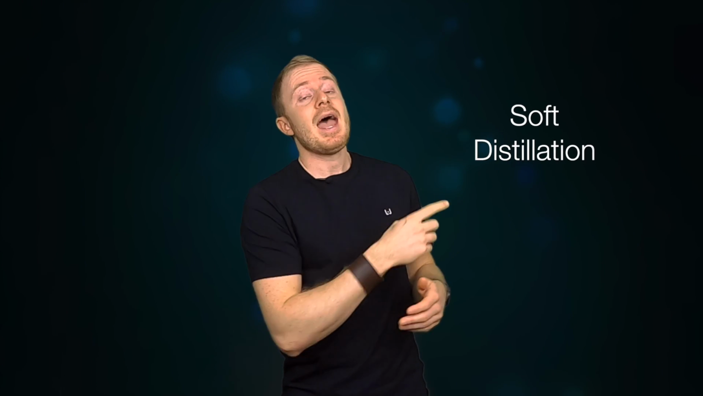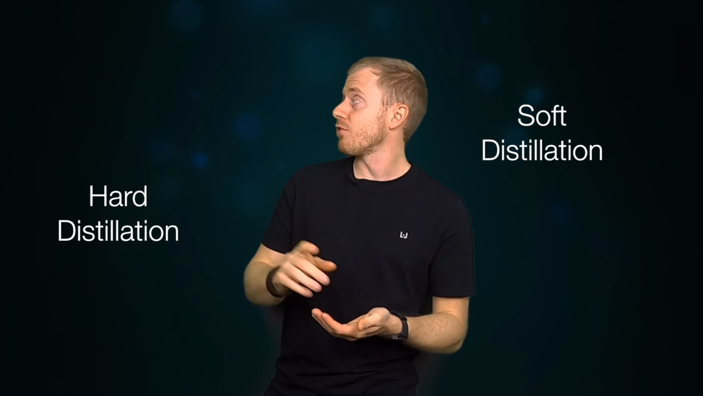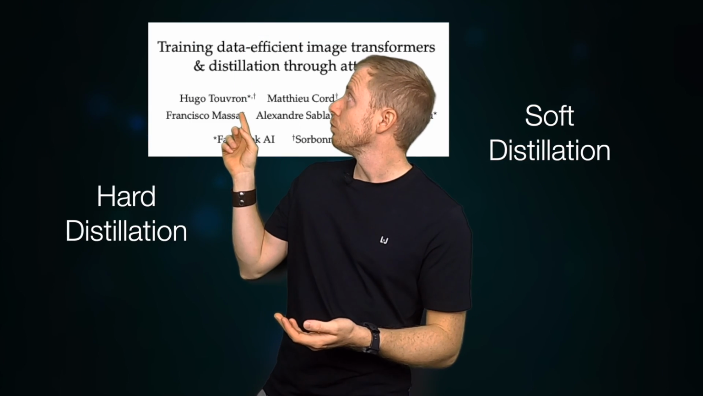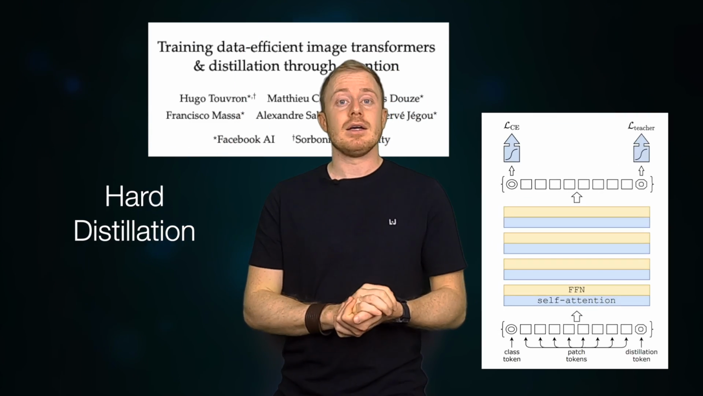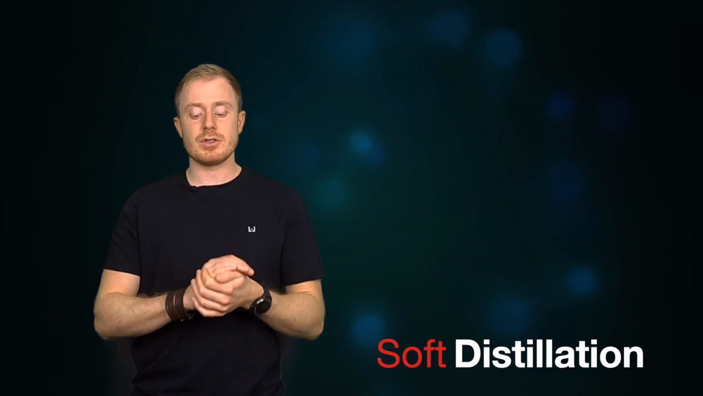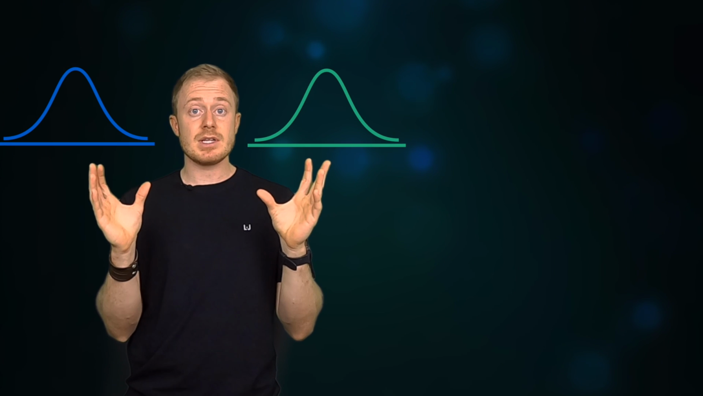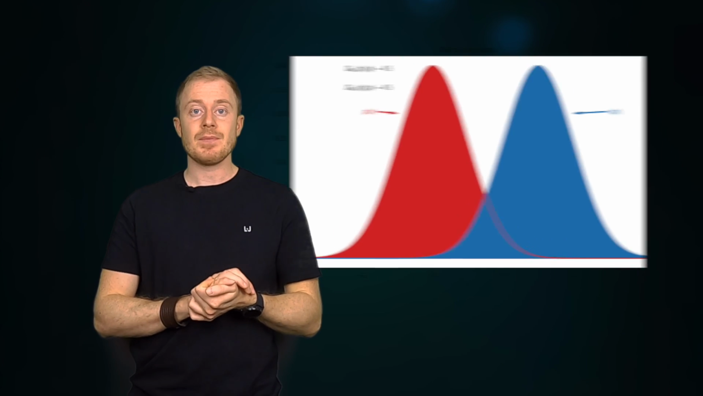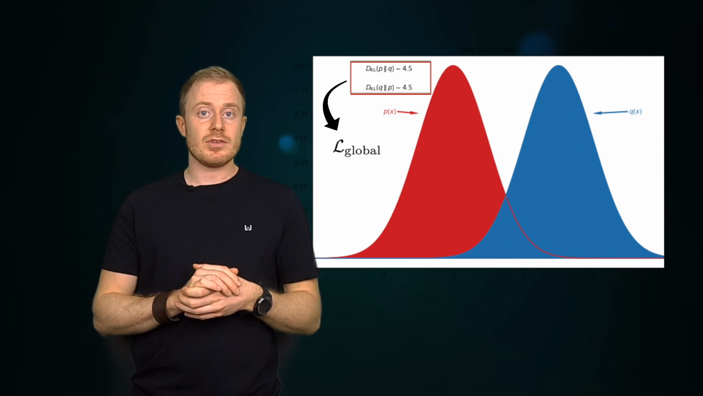But in practice, how could we do it? There are two ways. The original one proposed by Hinton, soft distillation, and hard distillation, proposed by this guy, to train a vision transformer. With the first one, we simply select a way to measure distance between two distributions, like the KL divergence, and then we add it to our loss function.